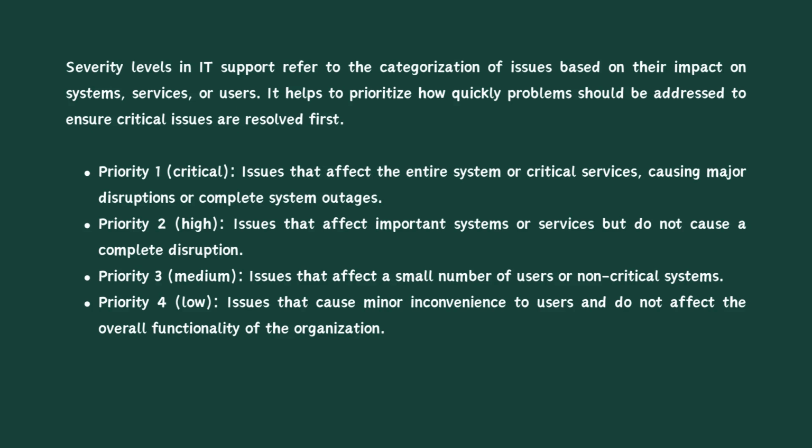Priority 2, high: issues that affect important systems or services but do not cause a complete disruption. Priority 3, medium: issues that affect a small number of users or non-critical systems. Priority 4, low: issues that cause minor inconvenience to users and do not affect the overall functionality of the organization.